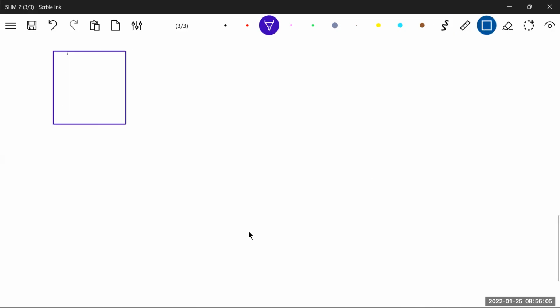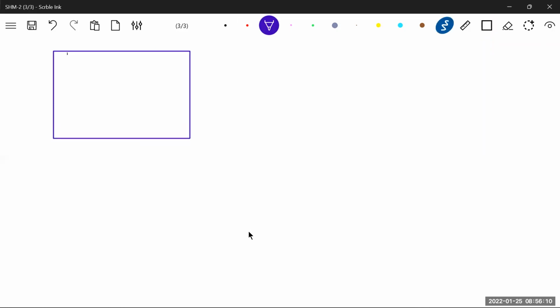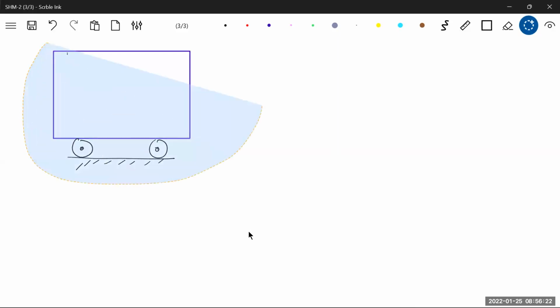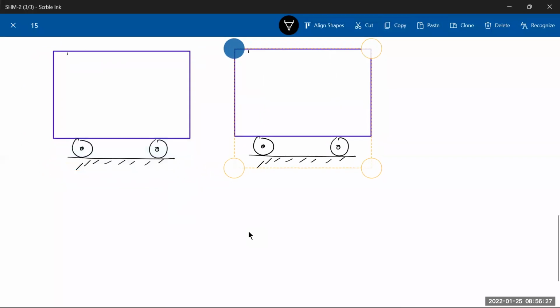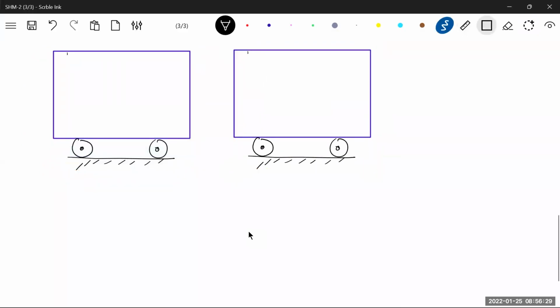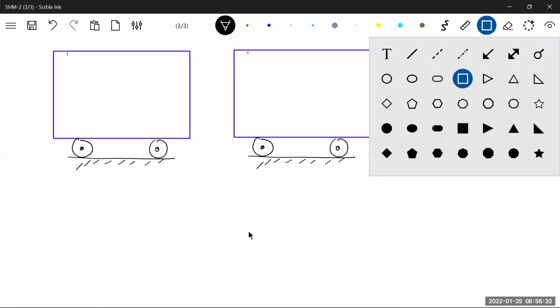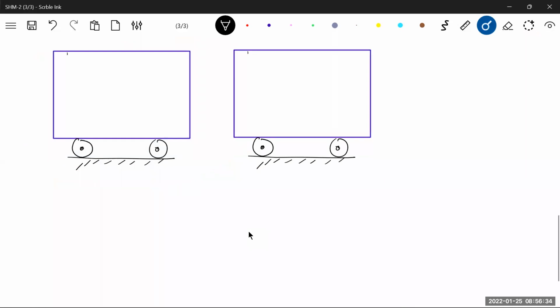If there's a trolley, initially let it be at rest, and we have a bob. Let the trolley accelerate, then we'll see the conditions. So initially the trolley is at rest, and the bob will oscillate.